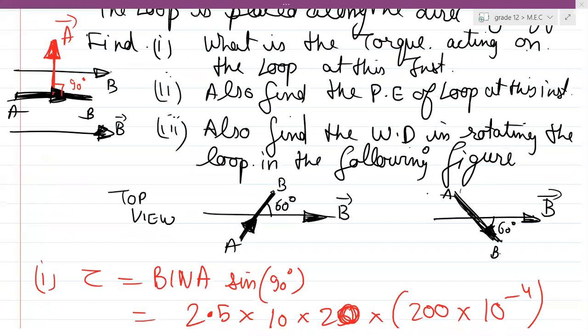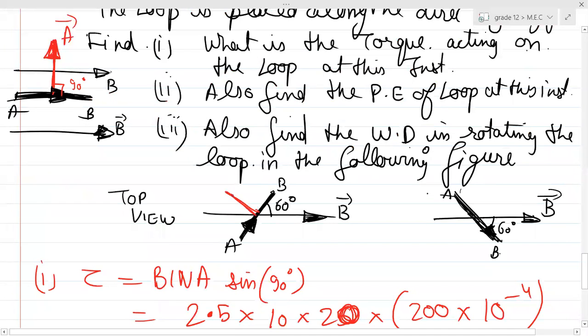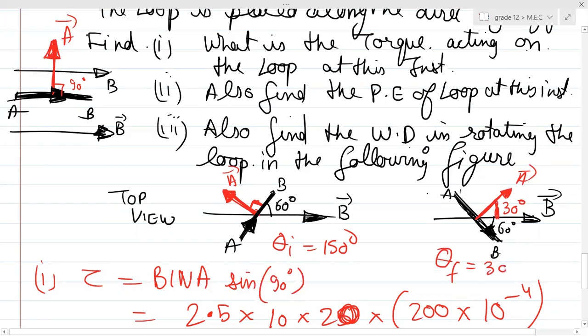Can you see, the main application is to find out the direction of the area? So the area vector is like this. This angle is 90 degrees. What is the initial angle with the magnetic field? 150. And what is the final angle? 30, with the magnetic field.